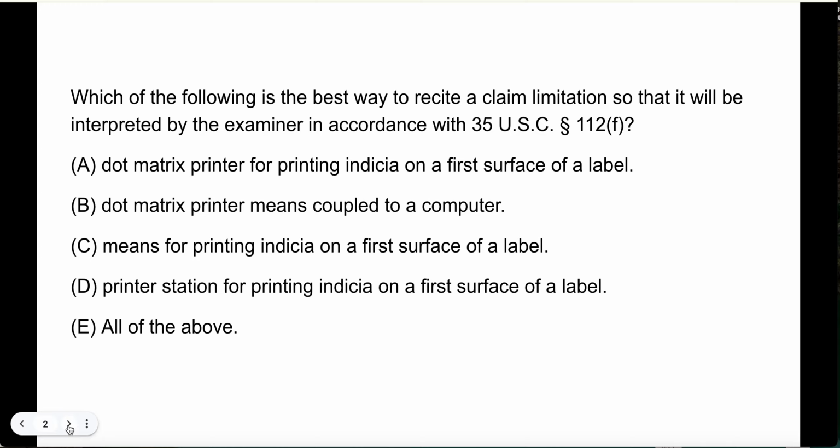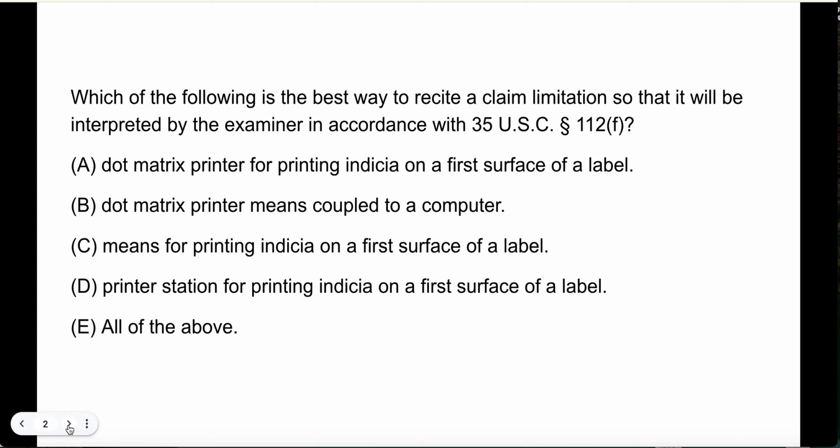So this is question 1 actually from the April 2002 morning exam. It says, which of the following is the best way to recite a claim limitation so that it will be interpreted by the examiner in accordance with 35 U.S.C. 112F? So this question covers an important concept, which is 35 U.S.C.